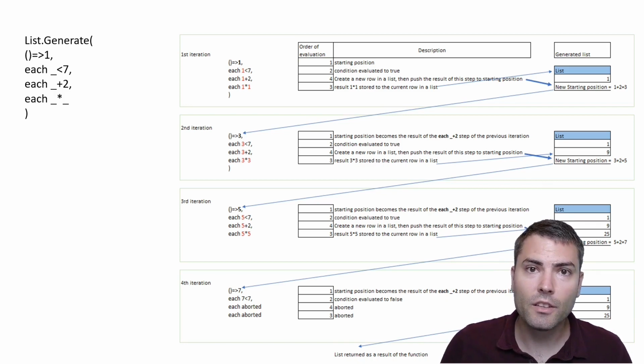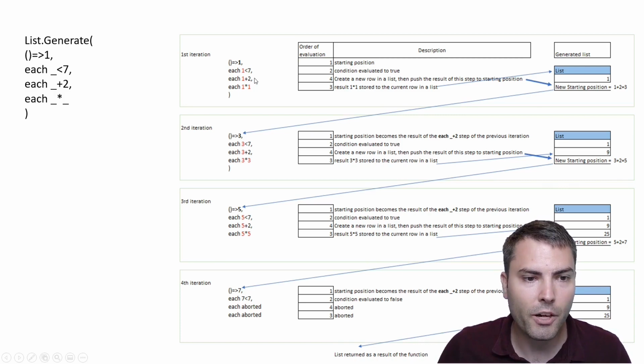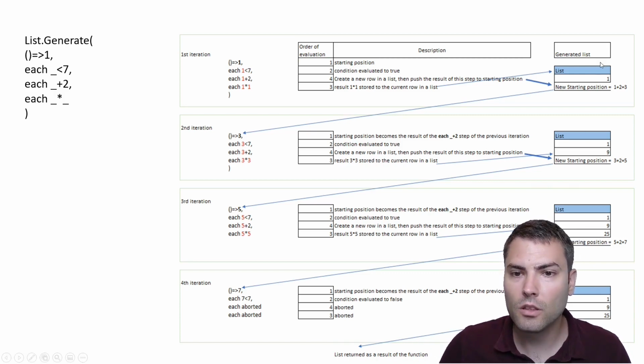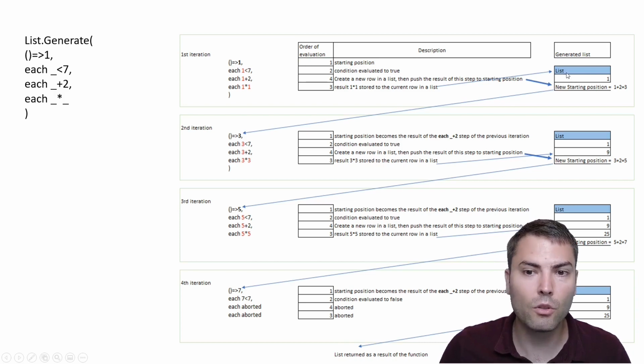In the second iteration, the initial state is altered by the next row expression. So this expression altered the following iteration's starting position. So now it became 3, because of each 1 plus 2. And the loop starts again. As the function is looping, it is generating a list output as shown to the right of the picture. So in the first iteration, we had only one row in the list, which had its value of 1 because of this argument evaluation.